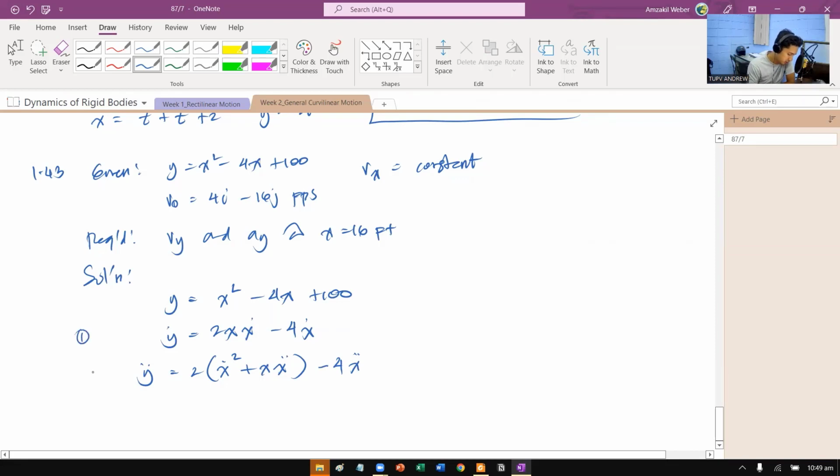So we now have one equation for velocity and one for acceleration. We can utilize this: Vx is constant. The velocity is constant. Therefore, Ax, which is equal to x double dot, is 0. Therefore, we can simplify equation 2. Those terms are 0, so y double dot is 2x dot squared.